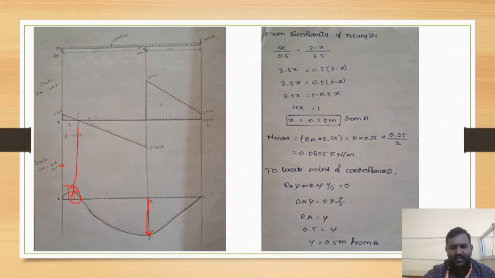And we have to find the point of contraflexure. The point of contraflexure is where the bending moment becomes 0, transferring from positive to negative. From there we have to calculate the moment. Mark this distance as x. We calculated that it is 0.5 meter from A. So the point of contraflexure is located 0.5 meter from the left support A. Also we have calculated the maximum bending moment. Maximum bending moment occurs at this place, and it is 0.0625. So we have found that out here.